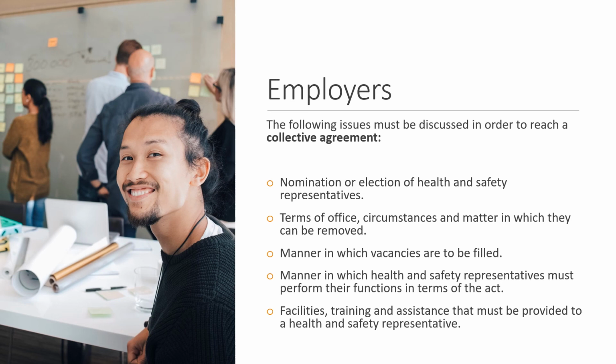Let us recap. Employers, please remember that you must come to an agreement with the nomination and election of health and safety representatives for your company. You must ensure that you know the terms of office, the circumstances and matter in which they can be removed, the manner in which vacancies are to be filled, the manner in which health and safety representatives must perform their functions in terms of the OHS Act, as well as ensuring that facilities, training and assistance is given to all health and safety representatives.